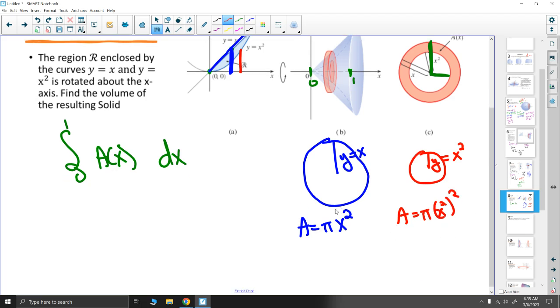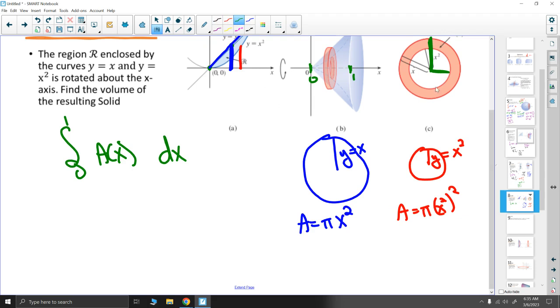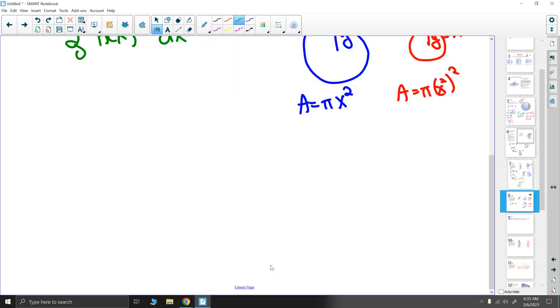So we have our area of our outer, our area of our inner. To find the area between them, we subtract them. So we'll go ahead and do that. So the area of our washer here is pi x squared minus pi x to the fourth. This is the area of our washer.